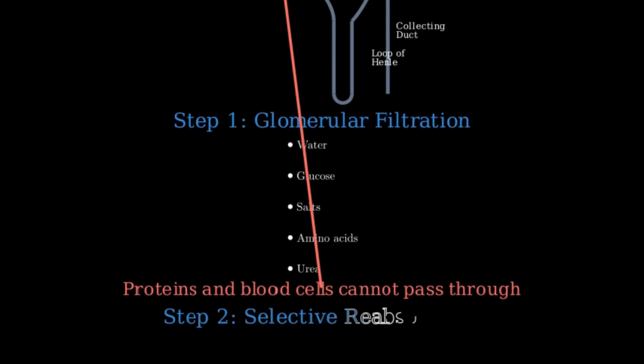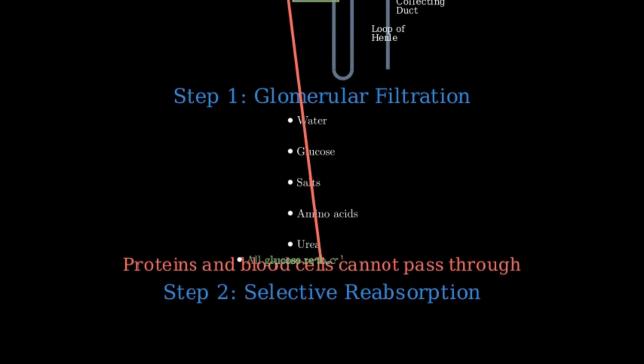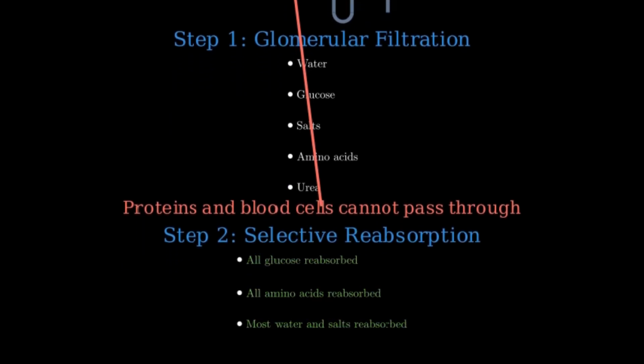Step 2, selective reabsorption at the proximal tubule, loop of Henle and distal tubule. The filtrate now contains waste products we want to get rid of, but also many useful substances our body needs to keep. The nephron's job is to reabsorb these essential substances back into the blood. In the proximal convoluted tubule, or PCT, most of the good stuff is reabsorbed: all glucose, all amino acids, and most of the water and salts. This happens through both active transport and osmosis.